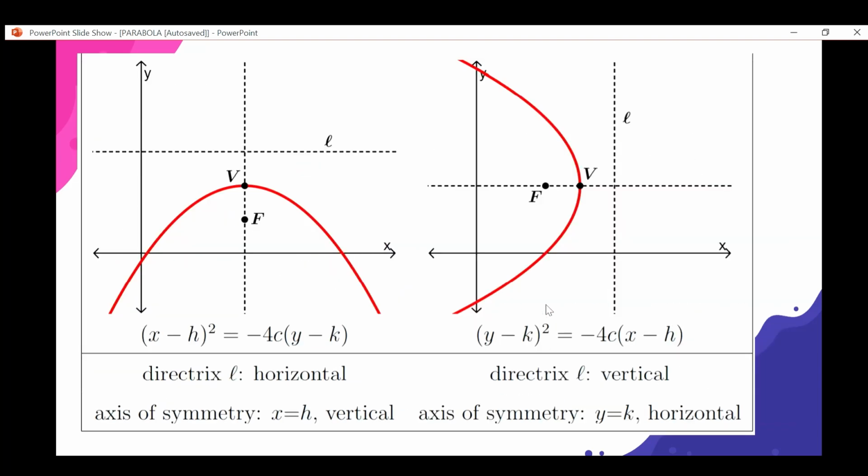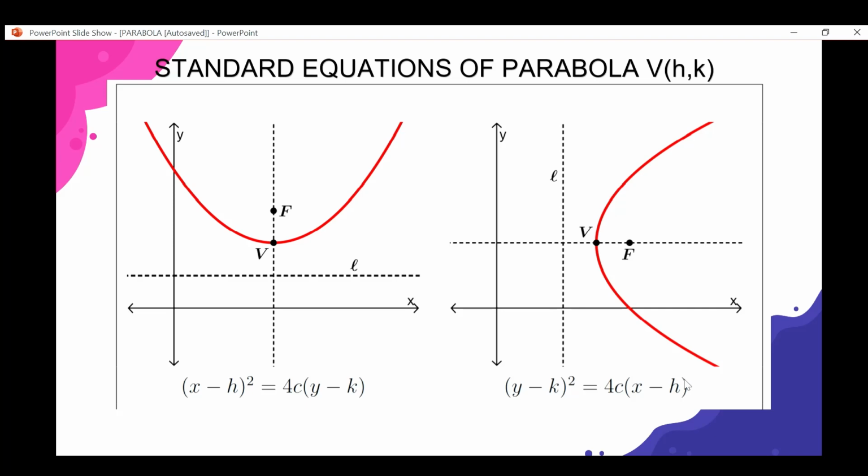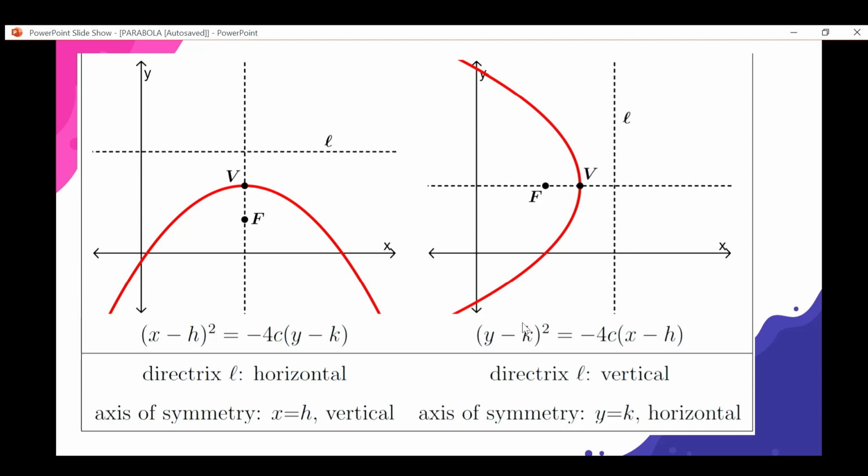And then when the parabola opens to the right, (y minus k) squared equals 4c times (x minus h). So the coefficient of x is positive. And the parabola that opens to the left: (y minus k) squared equals negative 4c times (x minus h). So the coefficient of x is negative. The axis of symmetry is x equals h when it is vertical, and y equals k when it is horizontal.